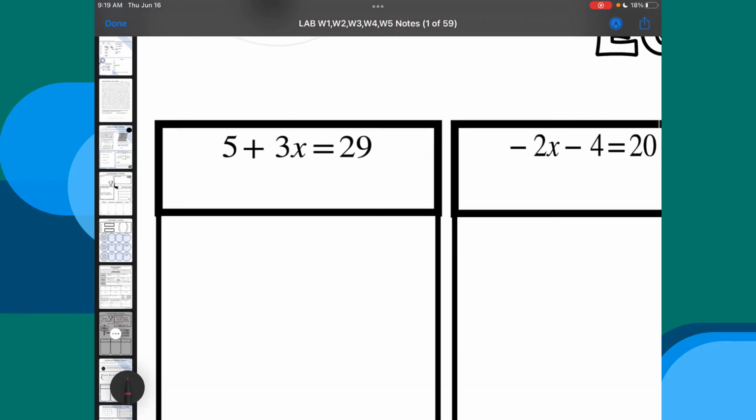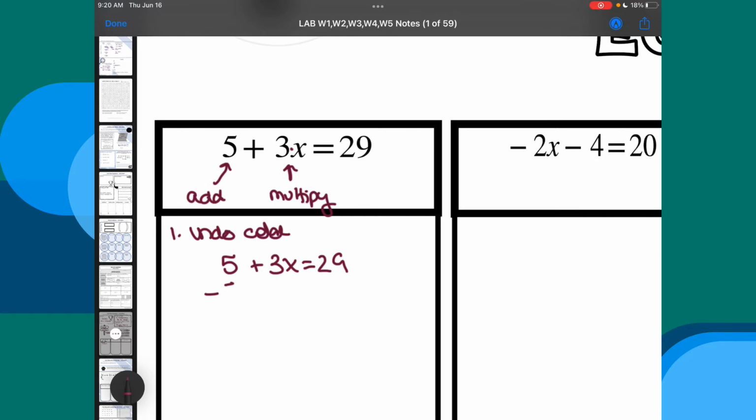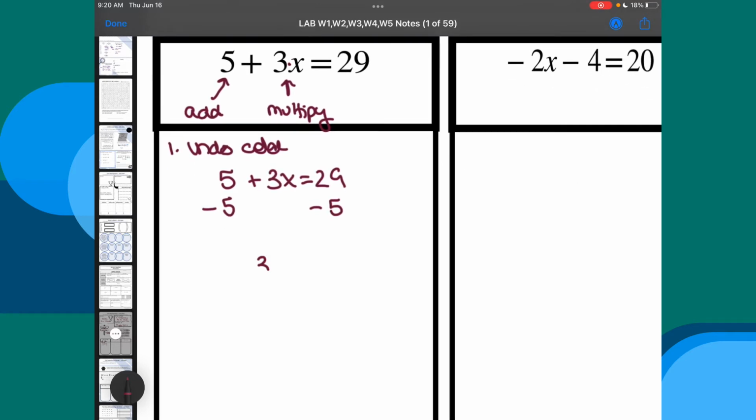All right, so taking a look at this problem, this first 5 is addition, whereas this 3 times x is multiplication. So we are going to undo the addition first, then we'll undo the multiplication. So if we have 5 plus 3x is equal to 29, we'll use the inverse operation of subtracting 5 from both sides. That will give us 3x is equal to 24.